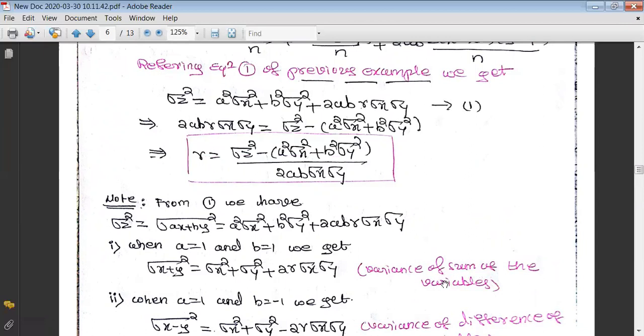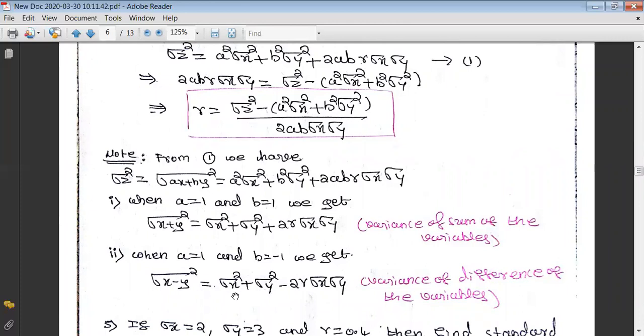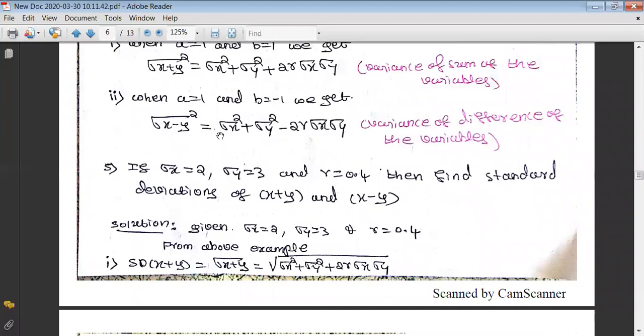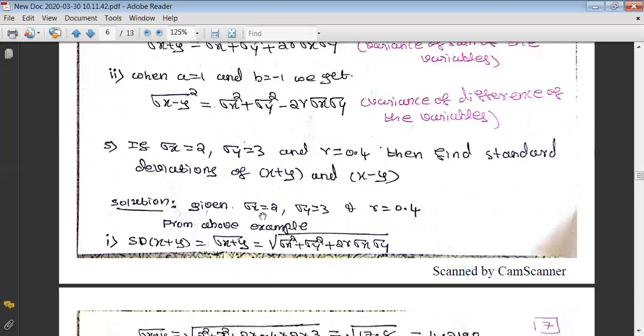When I take a equal to 1 and b equal to minus 1, we get sigma x minus y whole square equal to sigma x square plus sigma y square minus 2 times r into sigma x into sigma y. This provides an expression for the variance of the difference of the variables. Now, for a problem with these values, we are supposed to find the standard deviation of x plus y and the standard deviation of x minus y. Here we have the expression for variance, and if you need standard deviation, we are supposed to take the square root on both sides. In this case, they are given sigma x equal to 2, sigma y equal to 3, and r equal to 0.4.